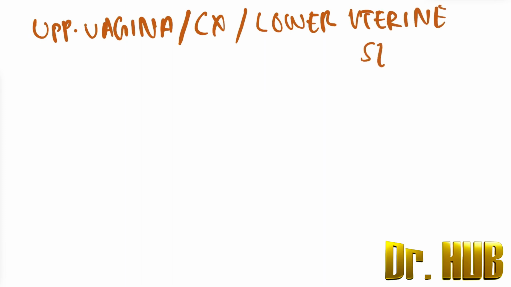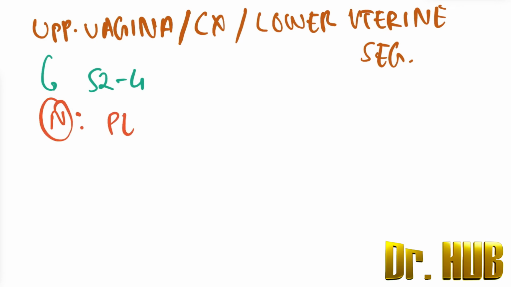Next we move on to the upper vagina, the cervix, as well as the lower uterine segment. In terms of this, what is the spinal segment? The spinal segments here are S2 to S4. What are the nerves which are involved here? The nerves involved are the pelvic parasympathetic.